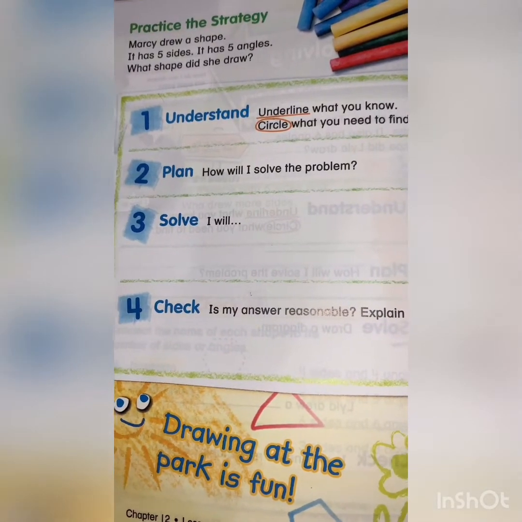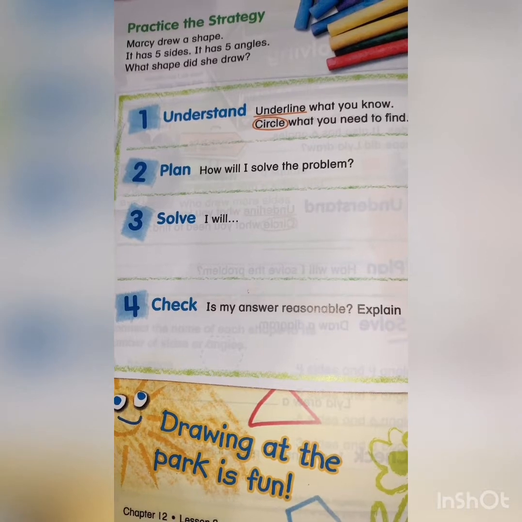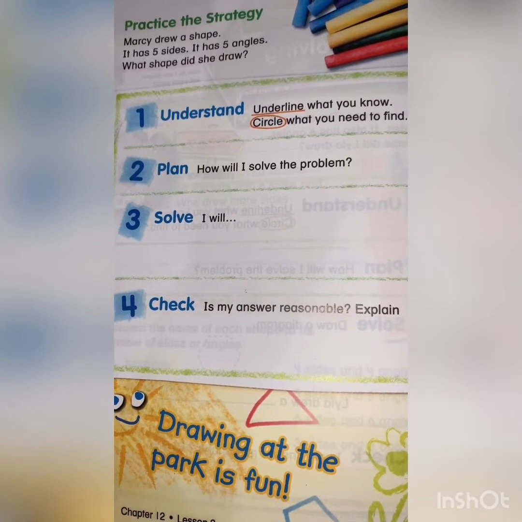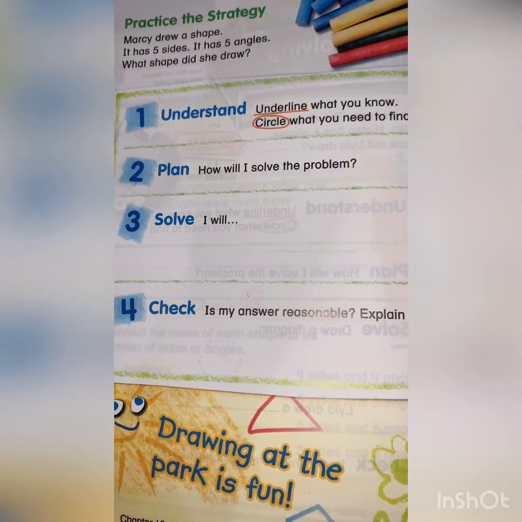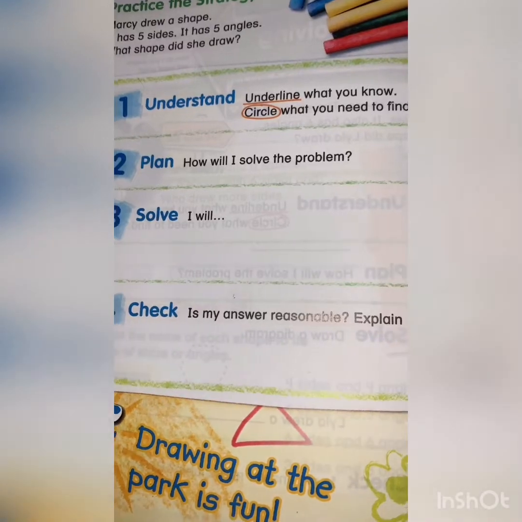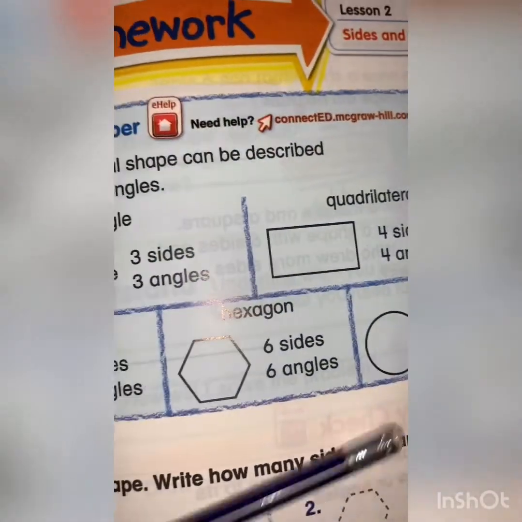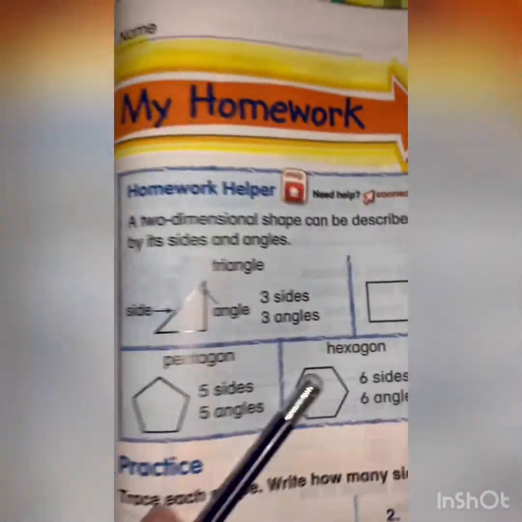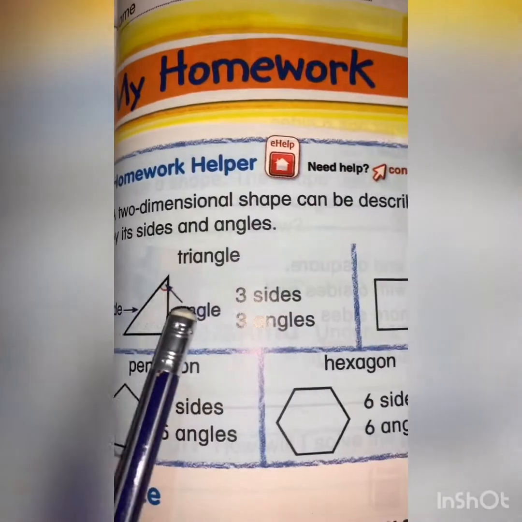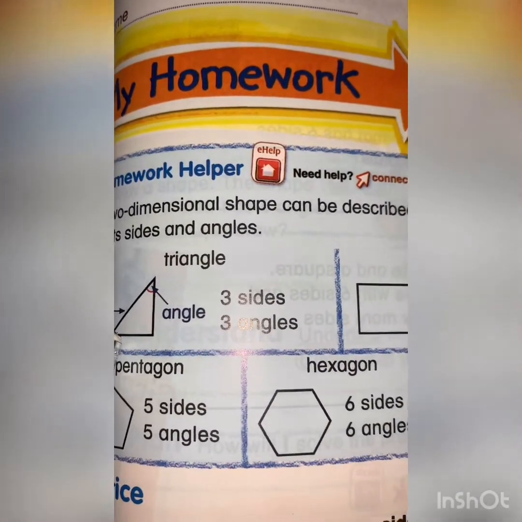As for our weekly plan, we will take our math lesson from pages 752 and 753. And as you remember, in the previous lesson we spoke about shapes. As you see, we took the triangle and we said it has 3 sides and 3 angles.